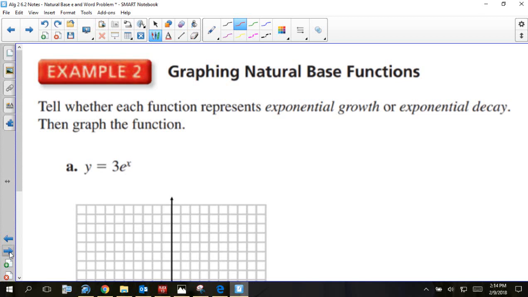So here we're going to tell if the function represents exponential growth or exponential decay, and we're going to graph that. So we look at 3 times e to the x, and to tell if it's growth or decay, you have to look for the r value. The r value is whatever is multiplied by the x. What's multiplied by the x? 1. So is that positive or negative? So this is growth.